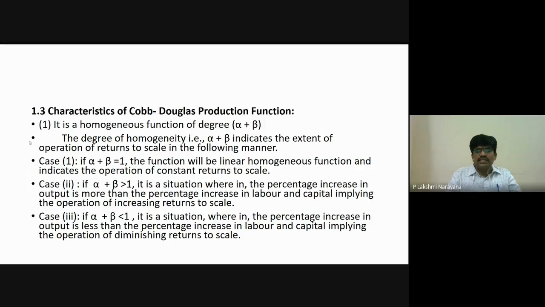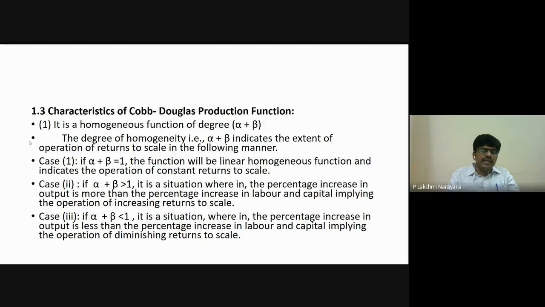The degree of homogeneity, that is alpha plus beta, indicates the extent of operation of returns to scale in the following manner. What is case 1? If alpha plus beta is equal to 1, the function will be a linear homogeneous function and indicates the operation of constant returns to scale.